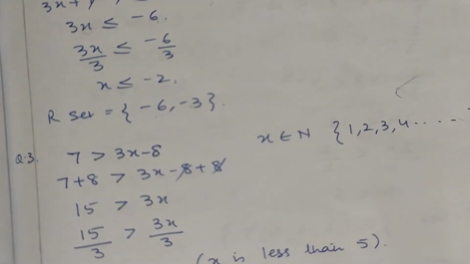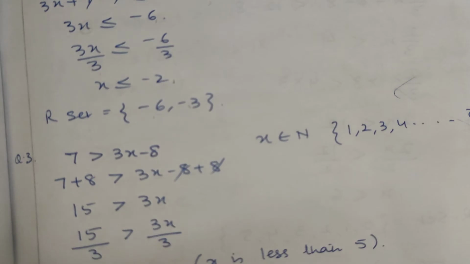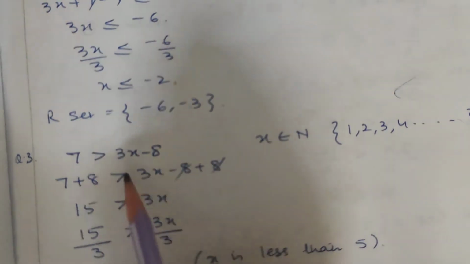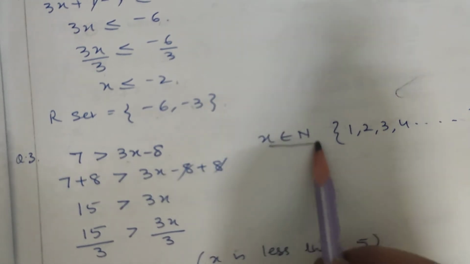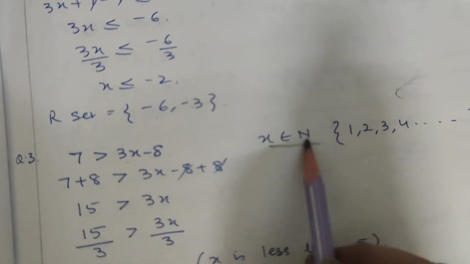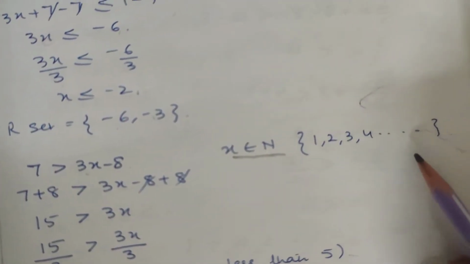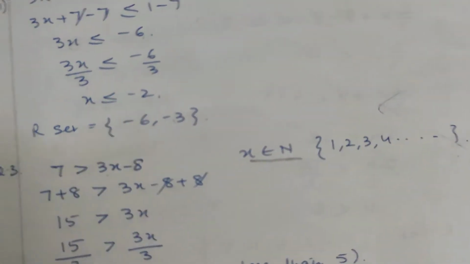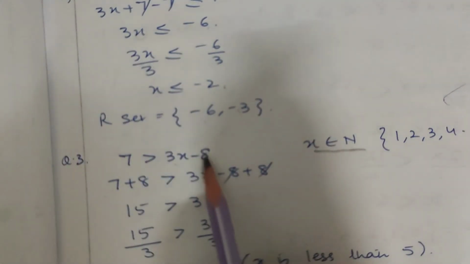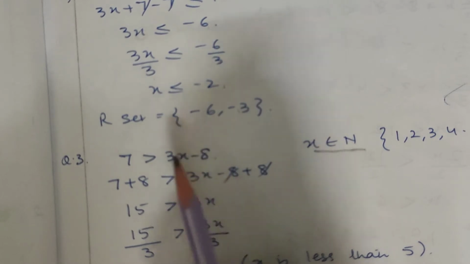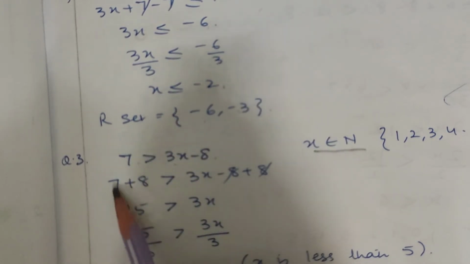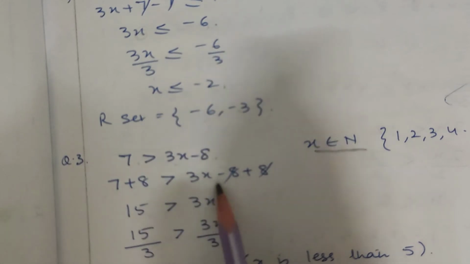Question number 3 has solve 7 is greater than 3x minus 8, x belongs to natural numbers. This means x belongs to natural numbers. Natural number means 1, 2, 3, 4, 5 up to so on. Now, 7, I am removing 8 from here. This is minus 8. If I add 8 here, I will have to add 8 here. 7 plus 8 is greater than 3x minus 8 plus 8.